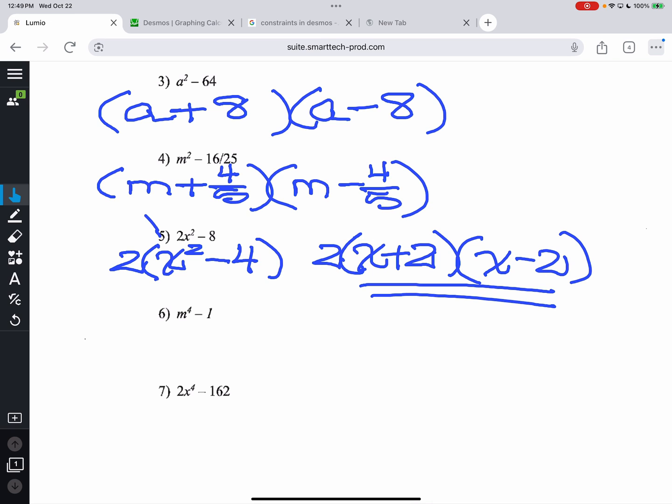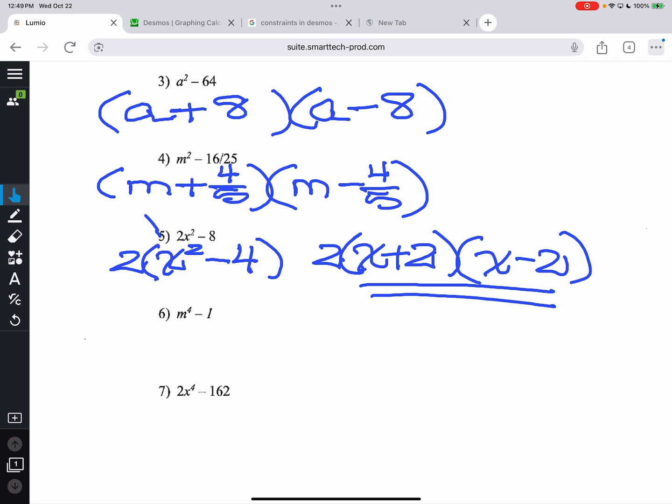So that 2, if we throw it out, then we will only have x squared minus 4. We won't have 2x squared minus 8. And so the 2 you would FOIL and come up with that. Sorry, not FOIL, distribute to get back to that.